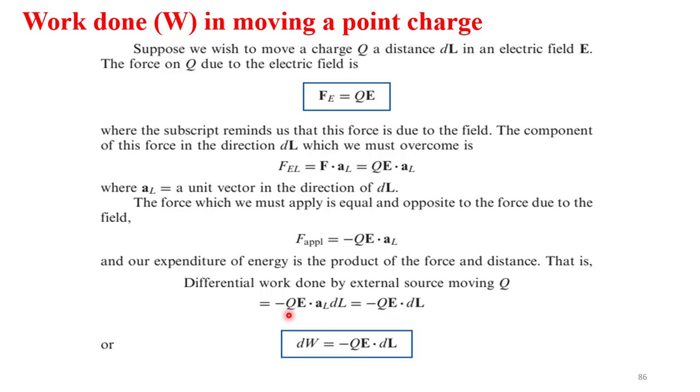Clear? So this is the differential work done, therefore it is denoted by dW, where W is the notation for work done. So part of that work done, or small work done, can be represented as dW. It is minus Q into electric field intensity dot with dl bar, where dl is the very small distance. So this is the small work done equation while moving a point charge q.